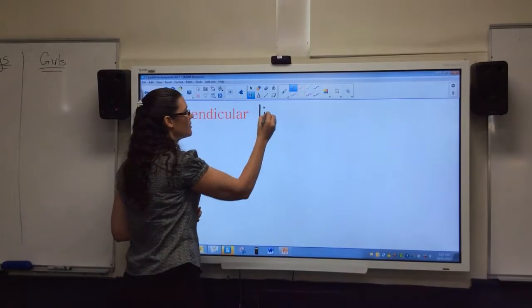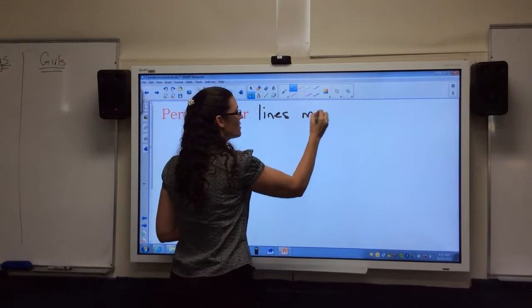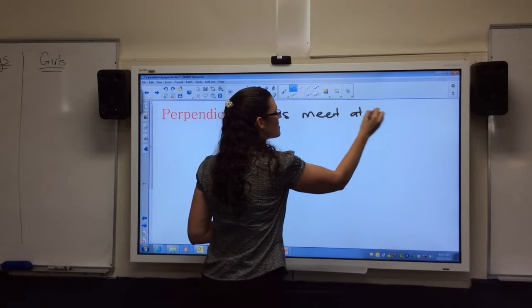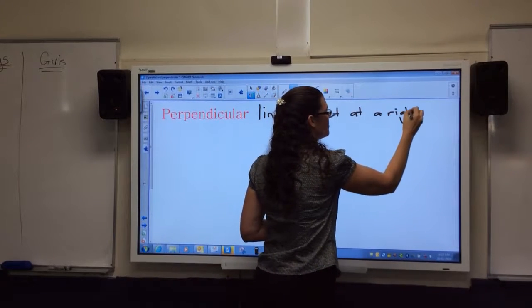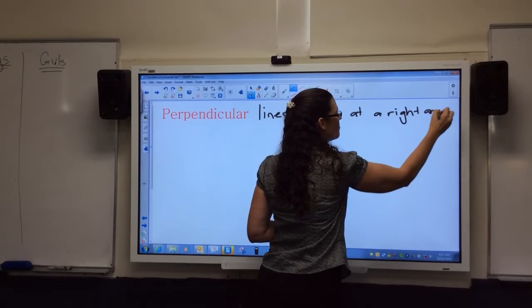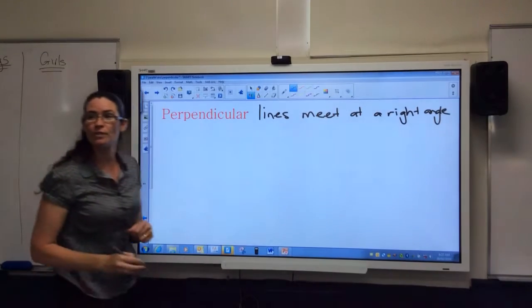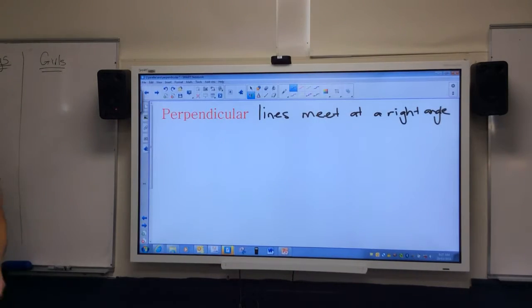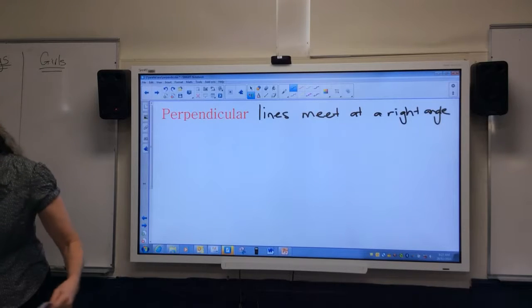Perpendicular lines meet at a right angle. You need to write that down. Write that into your book. So perpendicular lines meet at a right angle.